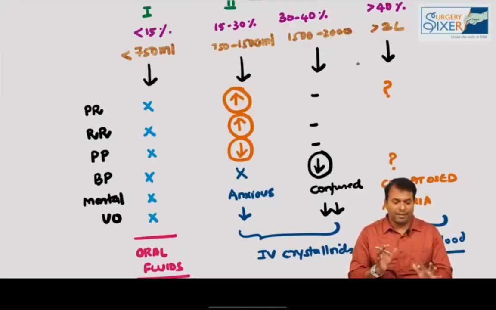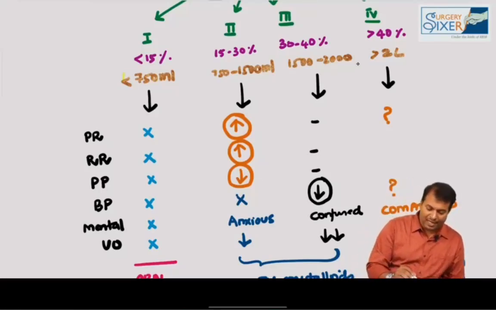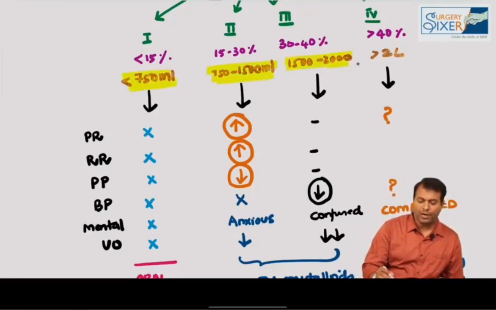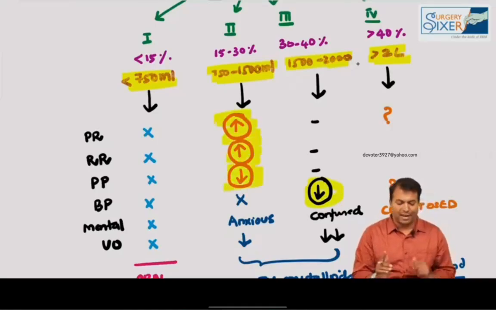So please remember, these are the four grades of hemorrhagic shock: class 1, class 2, class 3, class 4. Class 1 is less than 750 ml, class 2 is 750 to 1500 ml, 1500 to 2000 is class 3, more than 2 liters is class 4, and BP falls in class 3. Pulse rate, respiratory rate, and pulse pressure are altered in class 2.